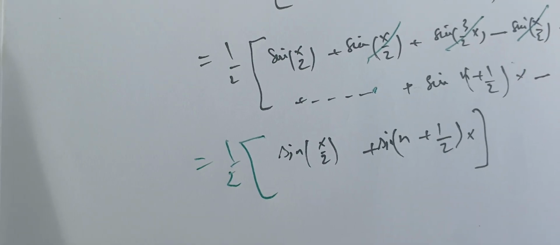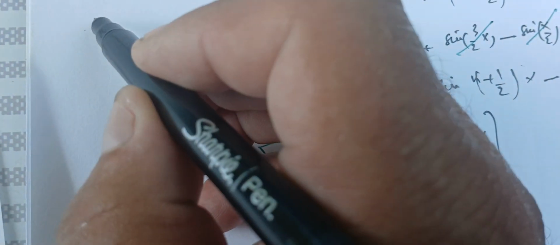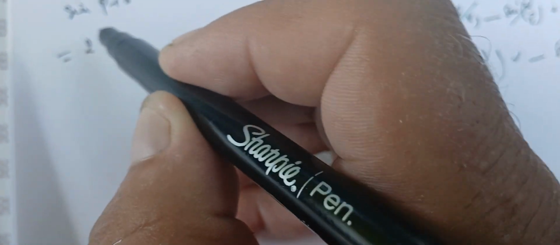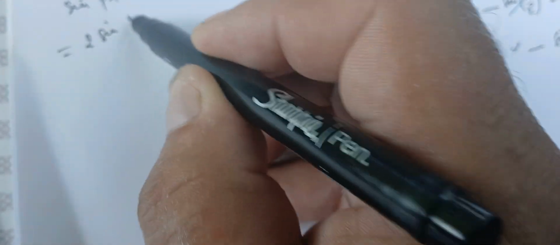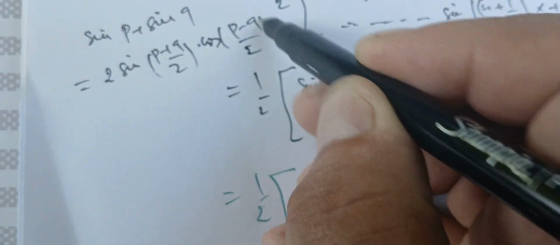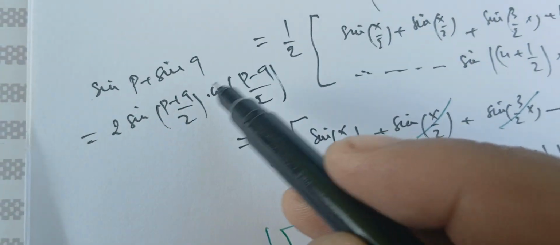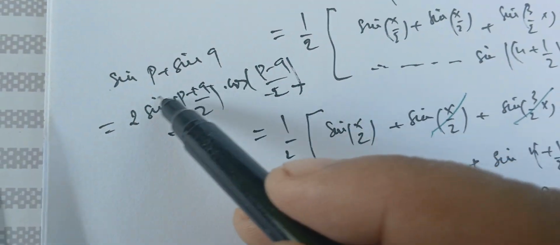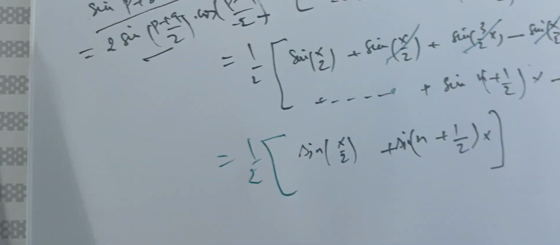Now I'm going to use another identity. It says that the sine of p plus the sine of q is 2 sine of p plus q over 2 times cosine of p minus q over 2. This is a side note. To prove this result, you can expand these two and get back to this. Now I'm going to use it here.